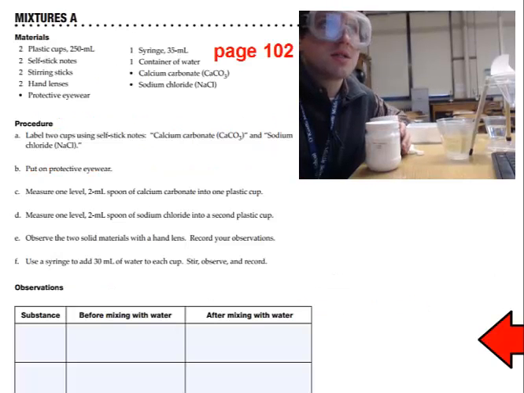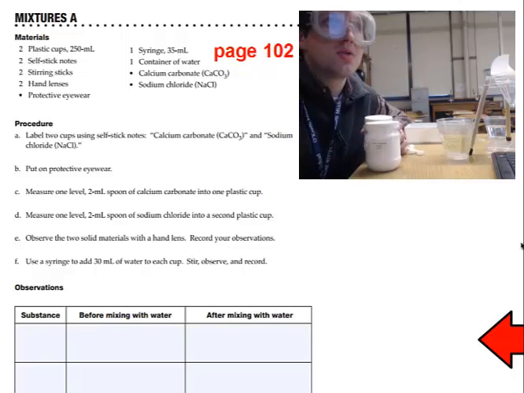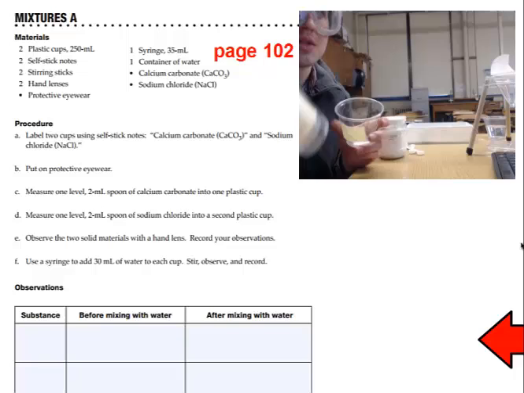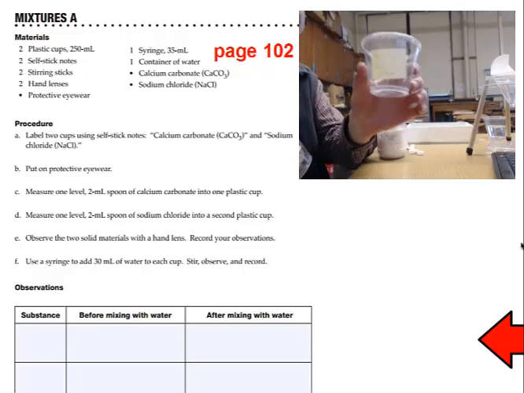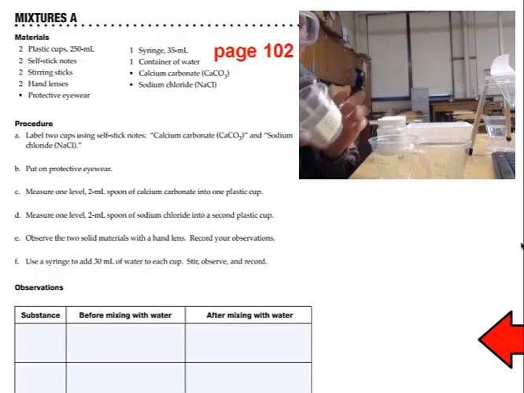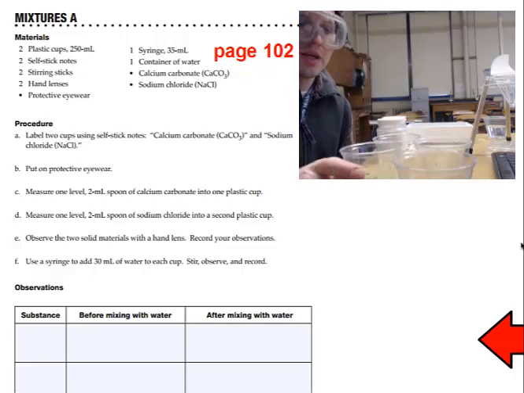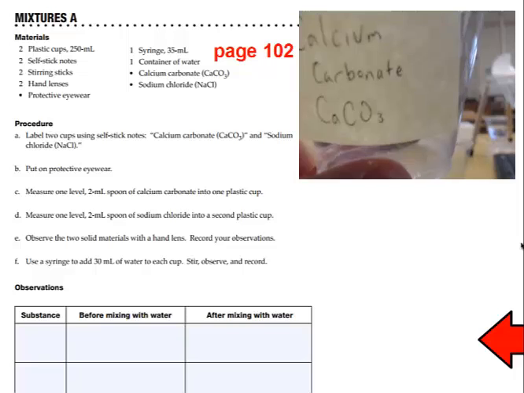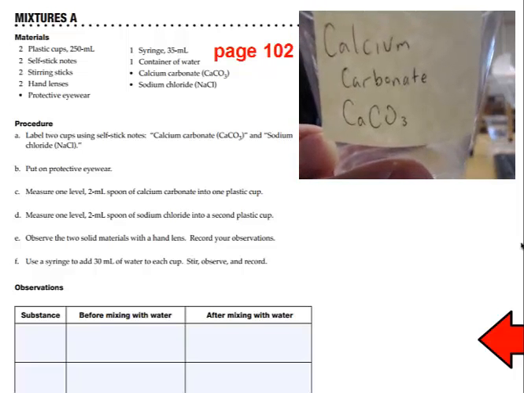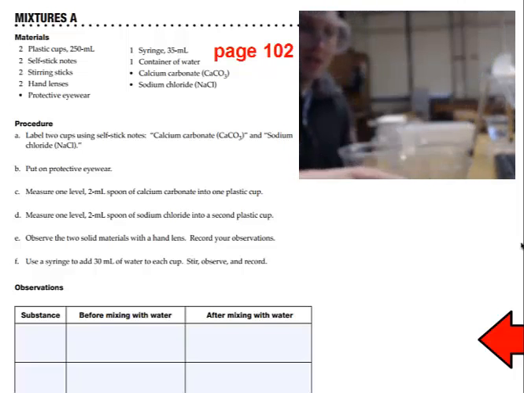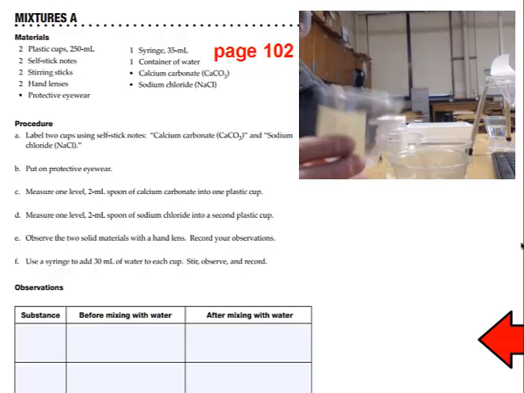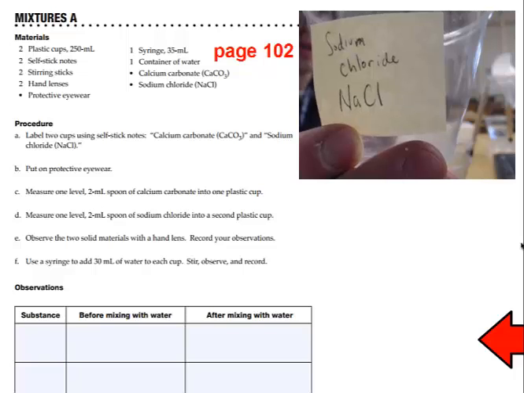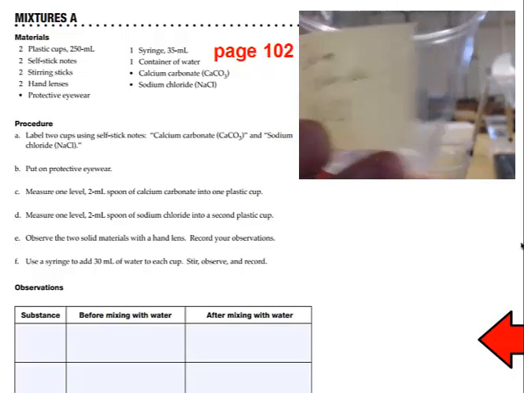In today's lab you're going to want to take a look at page 102. The first thing you're going to do is get some post-it notes and 4 plastic cups. And you want to label 2 cups with labels that say calcium carbonate, CaCO3, and you want to label the other 2 cups with sodium chloride, NaCl.